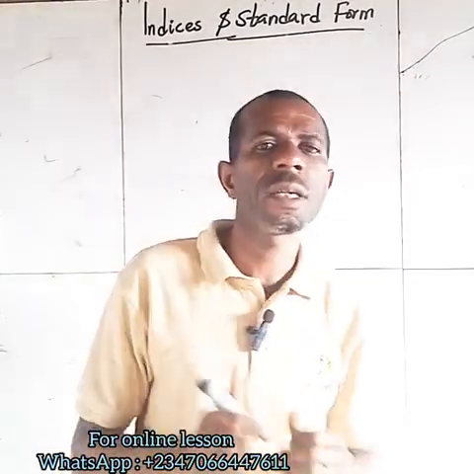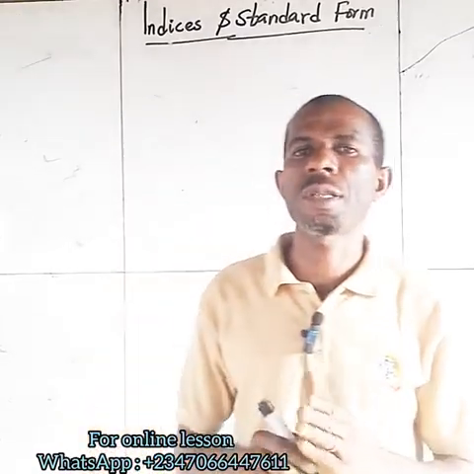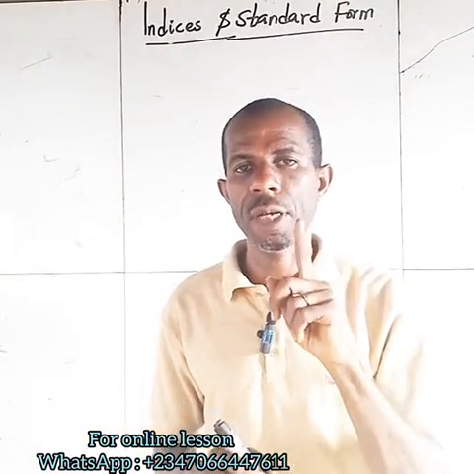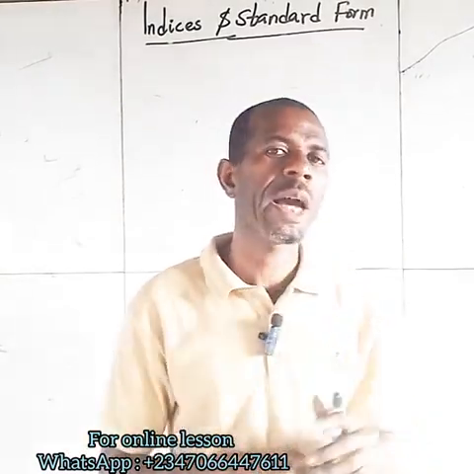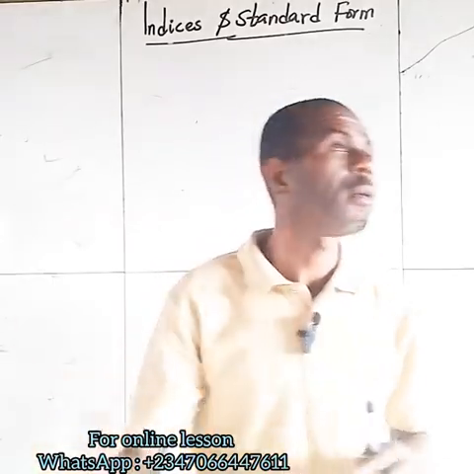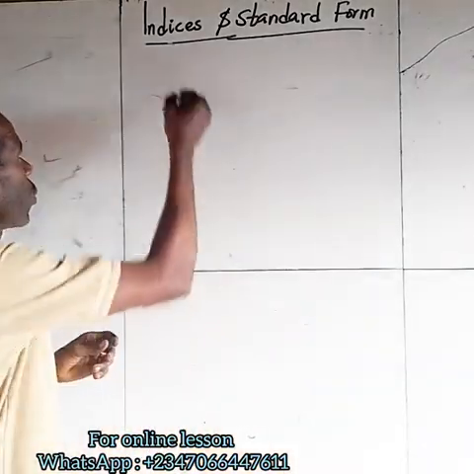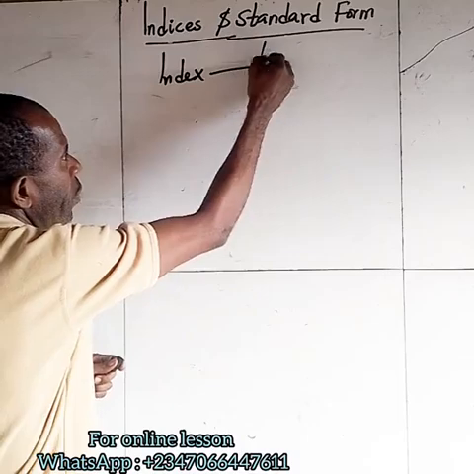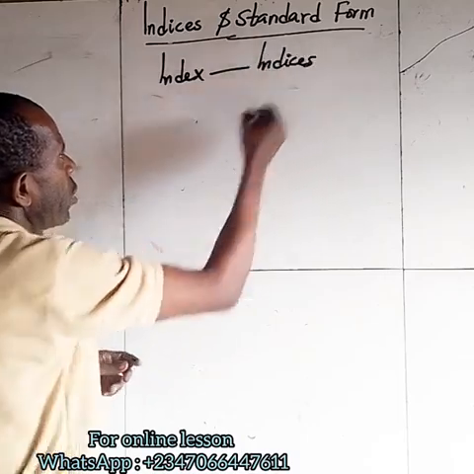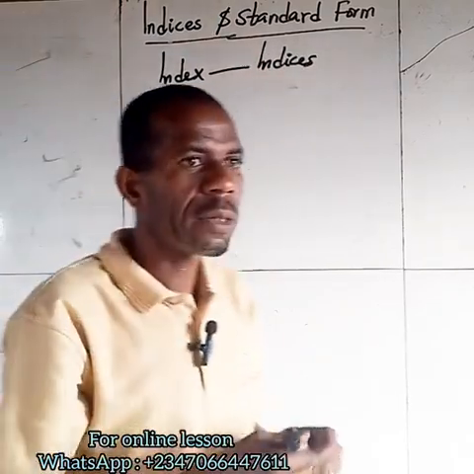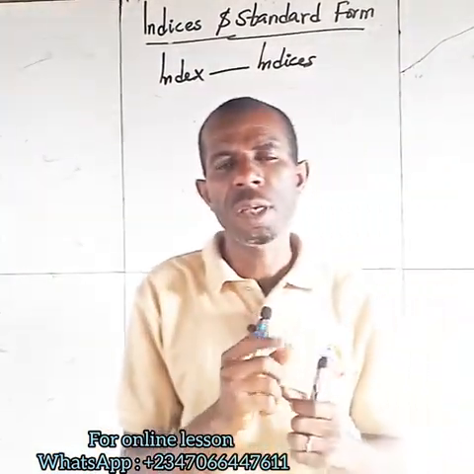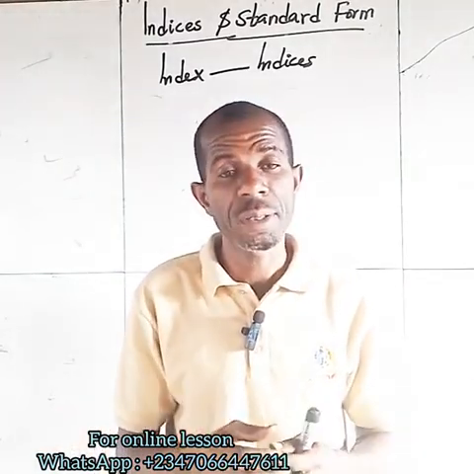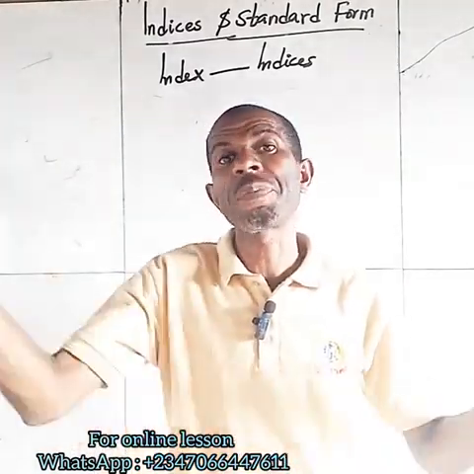When we're talking about indices, indices is a plural form of index. Index is singular, that is just one, while indices means there are many. Now let us look at the word index. So from the word index, then we have the plural form indices. Now index talks about how many times a term multiplies itself, or how many times a particular term is multiplied.